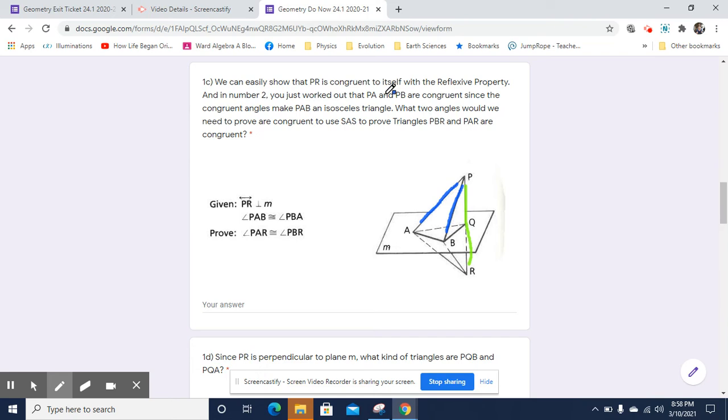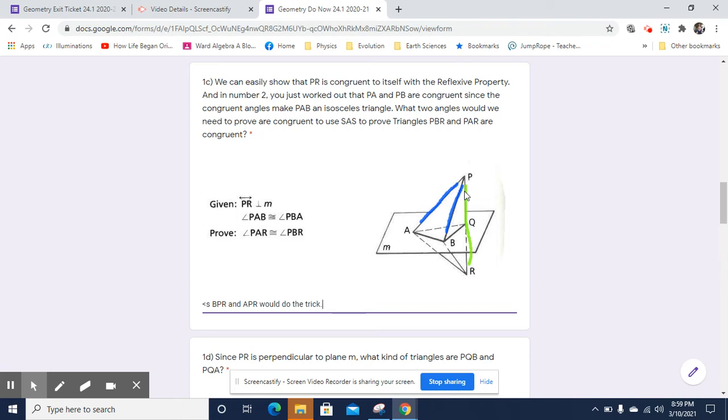Now, what two angles would allow us to prove the triangles congruent? It's going to be really hard to prove just BR and AR congruent without some other stuff. Eventually, we'll be able to prove that. But we have a side and we have a side, so I don't think we're going to do side, side, side right now. What angle would allow us to use side angle side to prove that triangles PAR and PBR are congruent? Well, it's this angle right here. Angles BPR and APR would do the trick. We don't have enough information yet to say that they are congruent.